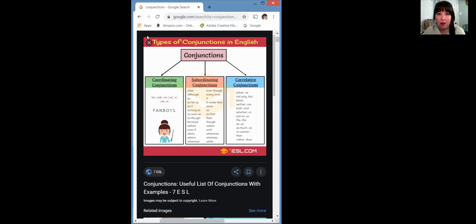Today we're going to be talking about conjunctions. Now, if you'll remember back with me, conjunctions are something that we've already talked about. I wanted to show this picture to you today because it really breaks down the different types of conjunctions that there are. So let's look first at this idea of conjunctions.